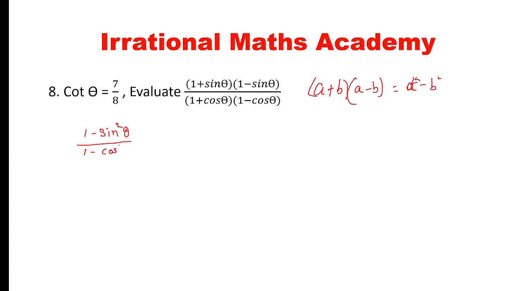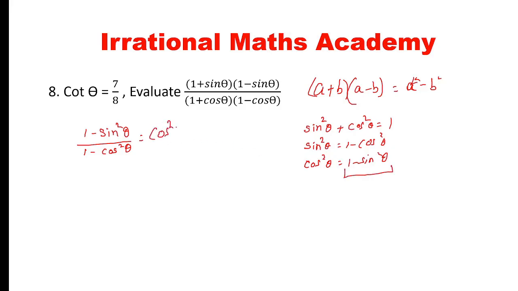So from the identities, sin square theta plus cos square theta equals 1. If I want sin square theta, this becomes 1 minus cos square theta. Or if I want only cos square theta, this becomes 1 minus sin square theta. So from this, 1 minus sin square theta I can write as cos square theta, upon 1 minus cos square theta, sin square theta.